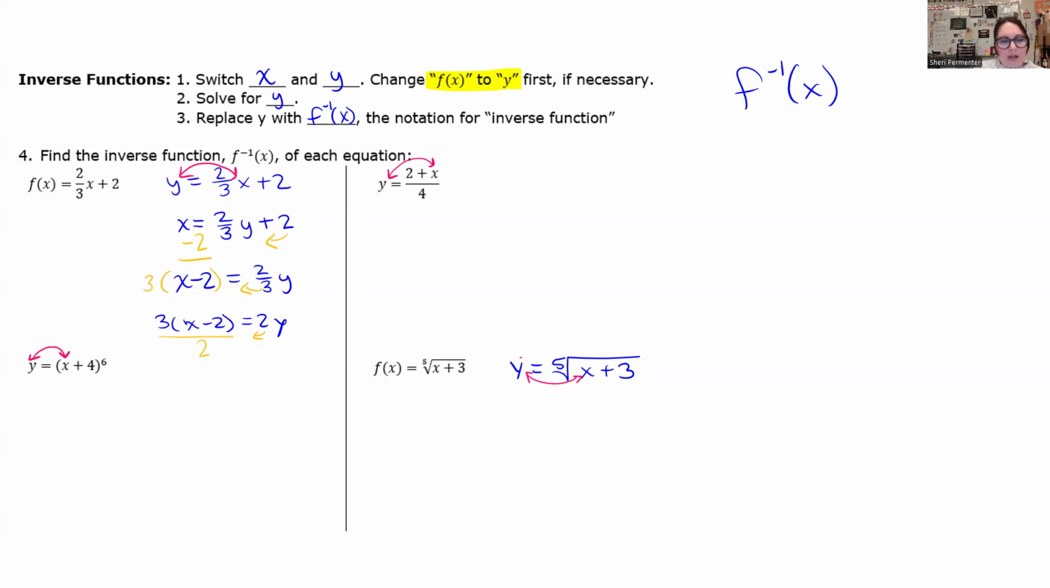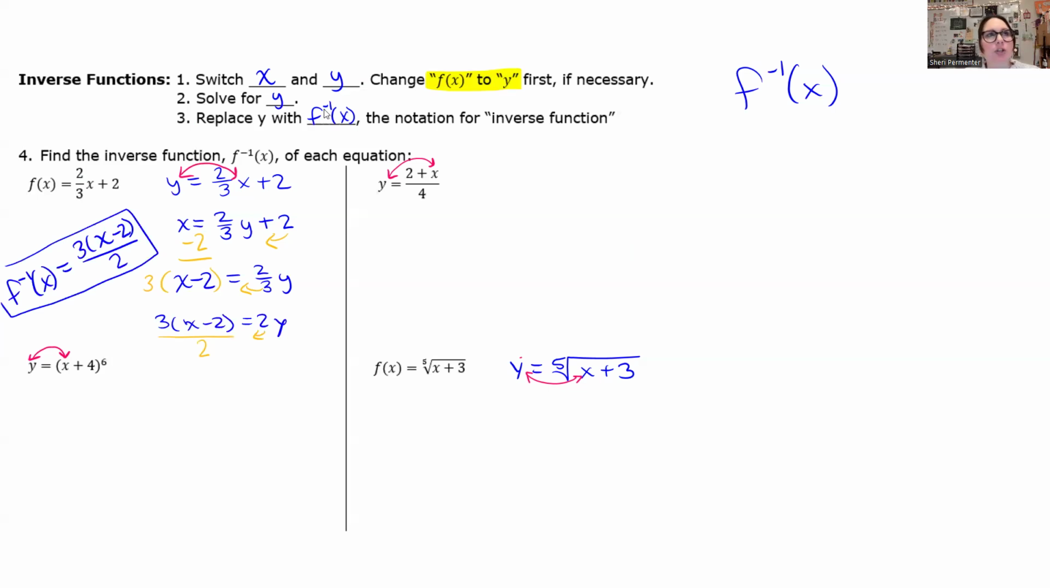Y will be all by itself now, so I can write my inverse function. So the inverse function equals 3 and then (x minus 2) divided by 2. What I want to point out is that all the operations are opposite, so it's a good way to check yourself if you did it correctly.